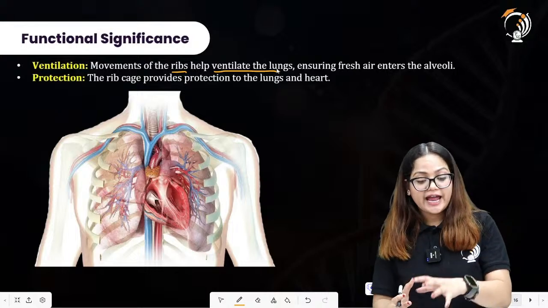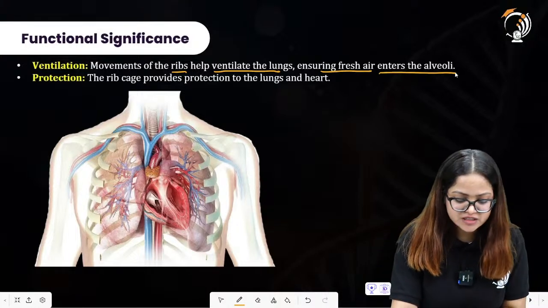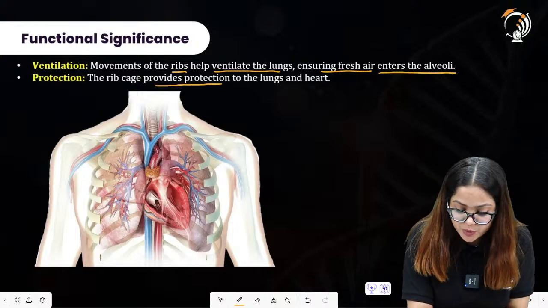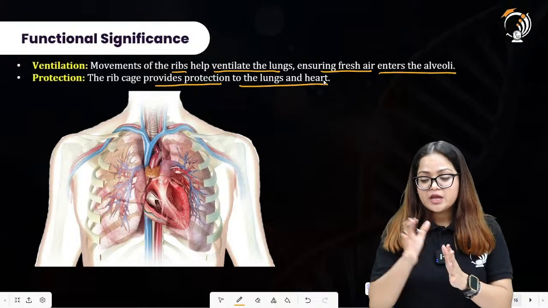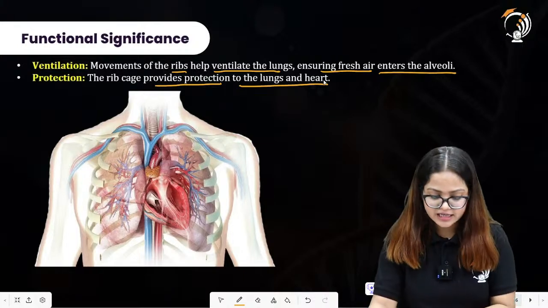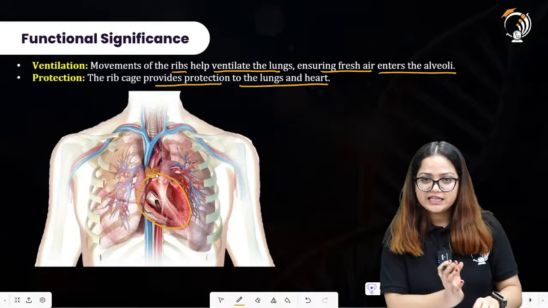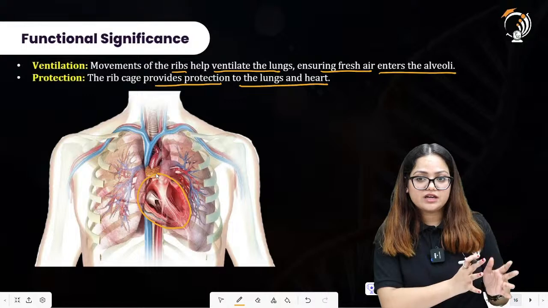Moving further, ventilation is the movement of the ribs which helps ventilate the lung to bring in fresh air and remove the stale air, ensuring fresh air enters the alveoli. Protection: we have the rib cage, which provides protection to the lungs and heart as well, because the heart is situated in between both of these lungs. This is the heart here. It is slightly tilted toward the left hand side, and that's how it creates a notch like structure in the left lung. Understood?